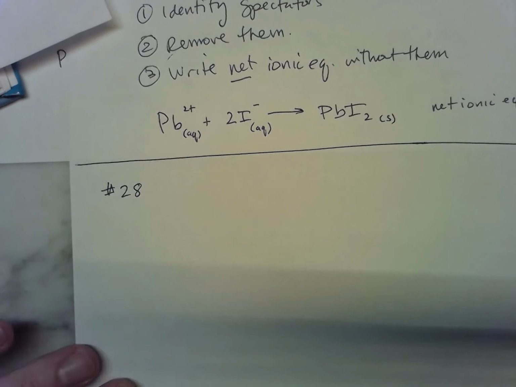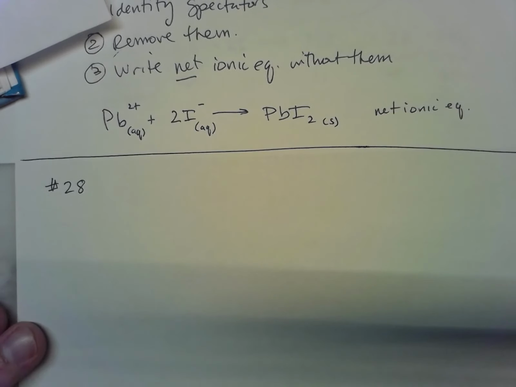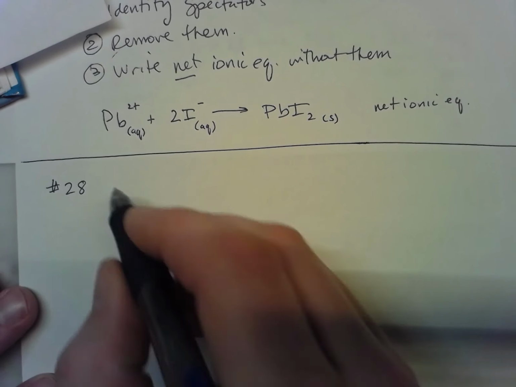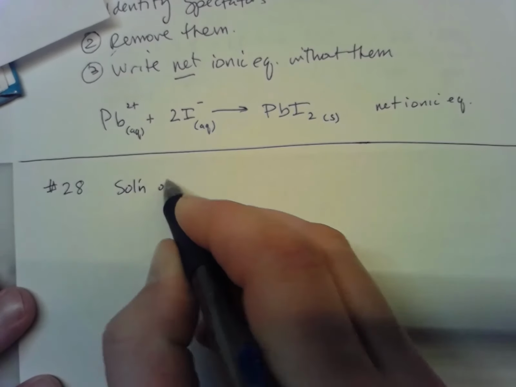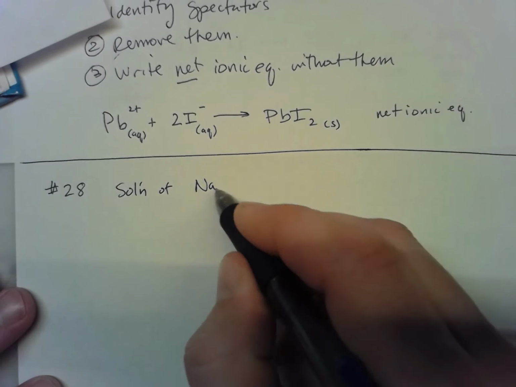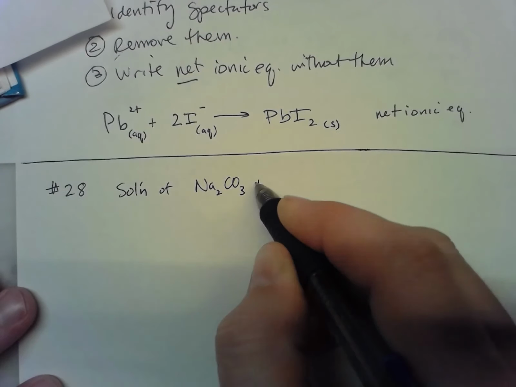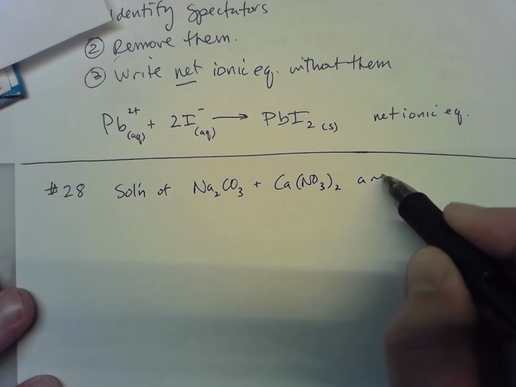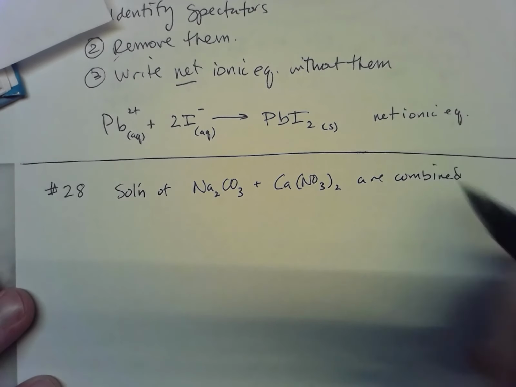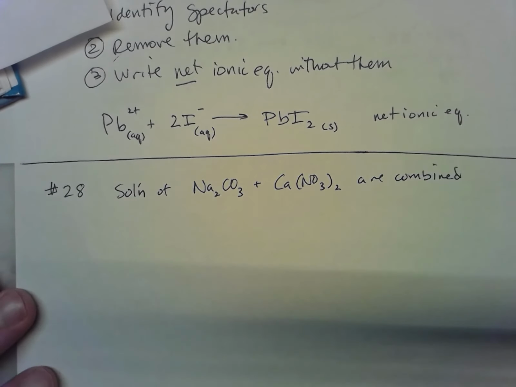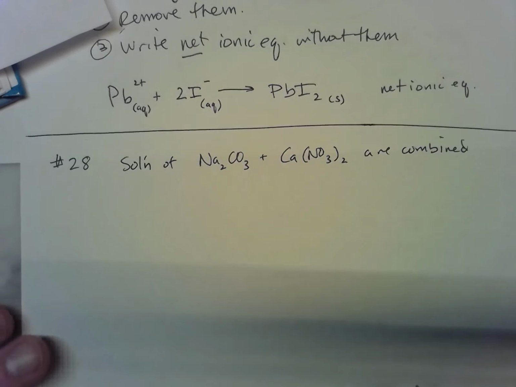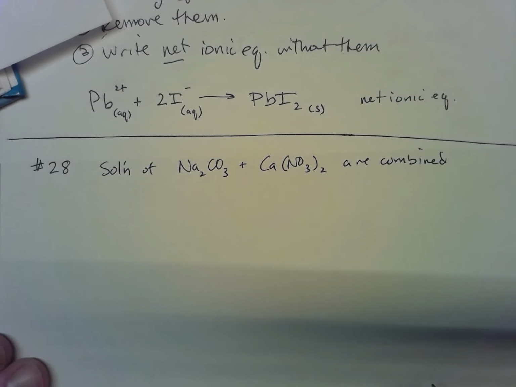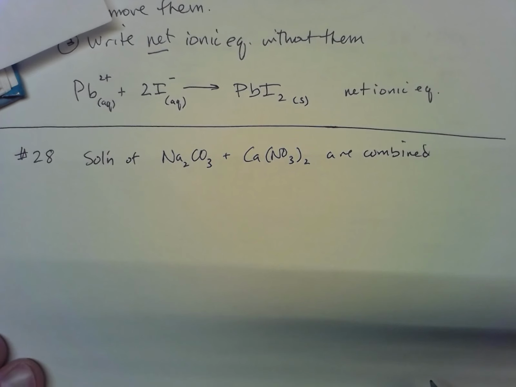All right. So let's look right here. We got number 28. All right, so we have a solution of Na2CO3 and CaNO3 that are combined. Okay? So we need to look at this and recognize that we've got some polyatomic ions here, and we need to make some assumptions about what is going to happen right here.